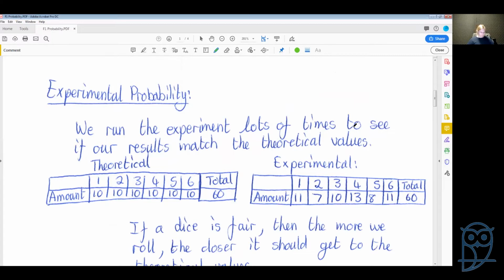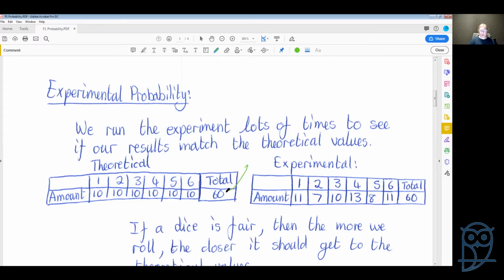So if we take a 6-sided dice, and we want to see if this dice is fair, so it's not a loaded dice. Say a casino wants to see if this dice is fair. It's going to come up on every number equally. It's not just going to come up on 6s the whole time. Then you have your theoretical values over here.